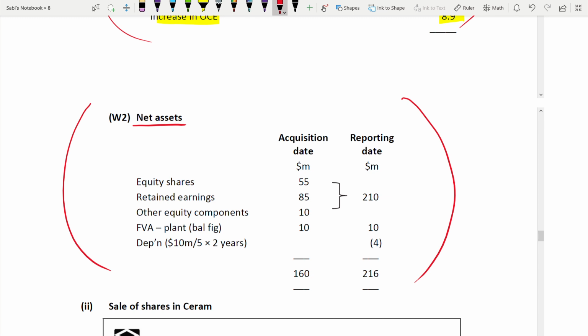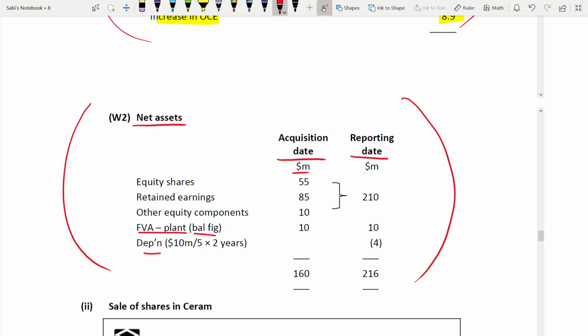So the working is net assets. Make three columns. First is description, second is acquisition date, third is reporting date. These two date columns have to be there, again in dollar million, starting with equity shares, retained earnings, other components of equity. And we have some adjustments. What is it? Fair value adjustment relating to plant. This is a balancing figure, if you see. And depreciation will also be there.